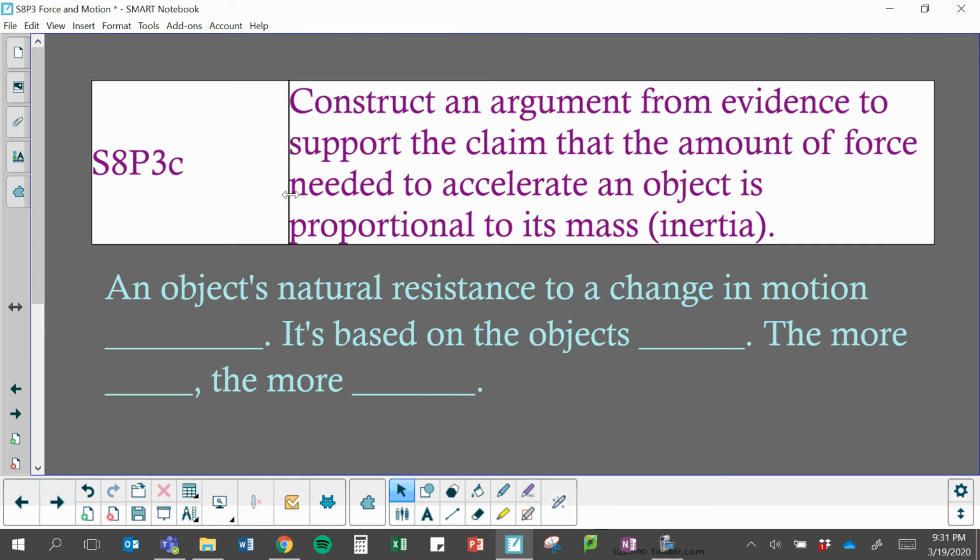Okay, so our last part of the standard is really related to our other one. It's about inertia, which we've kind of already covered. An object's natural resistance to a change of motion is inertia. It's based on the object's mass. So therefore, the more mass, the more inertia. So that's what we were talking about. Larger the mass, just like that bowling ball had more mass than the balloon. So therefore, the bowling ball is going to resist that change to move even more so.